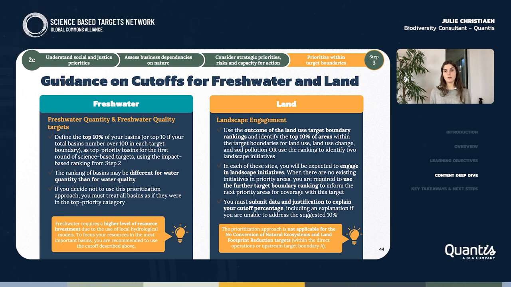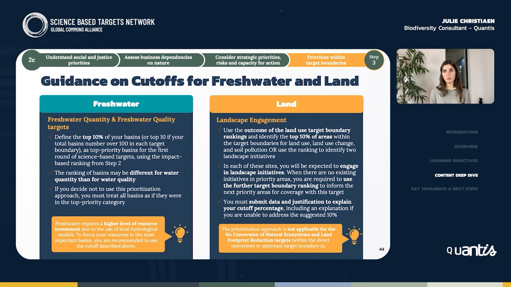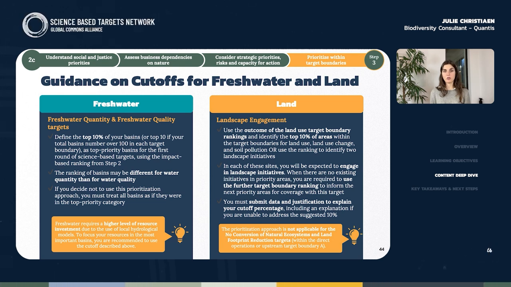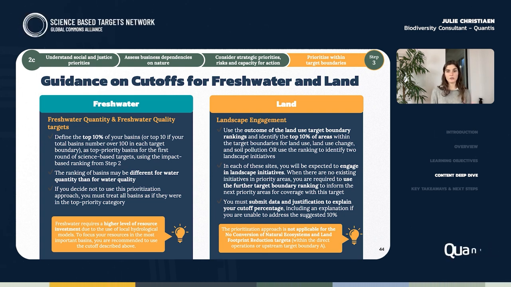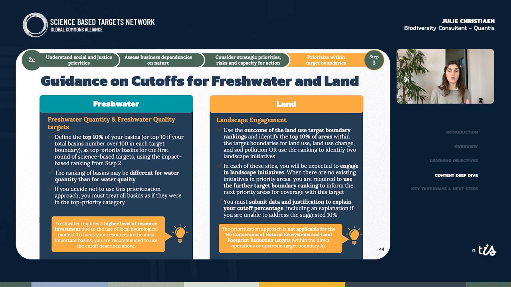Note that if you're applying the land footprint reduction target in addition to the landscape engagement target, you will be required to use additional approaches for prioritization to incorporate additional requirements on the restoration of lands taken out of active agricultural production in the selection of your landscape initiatives. You will also be required to submit justifications if you're not able to address the 10% target boundary area in the first year for the landscape engagement target. For further information, you can refer to the Step 3 guidance on land.